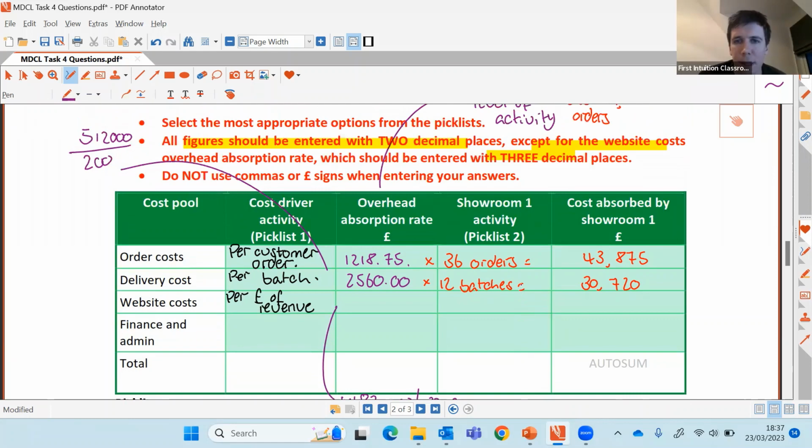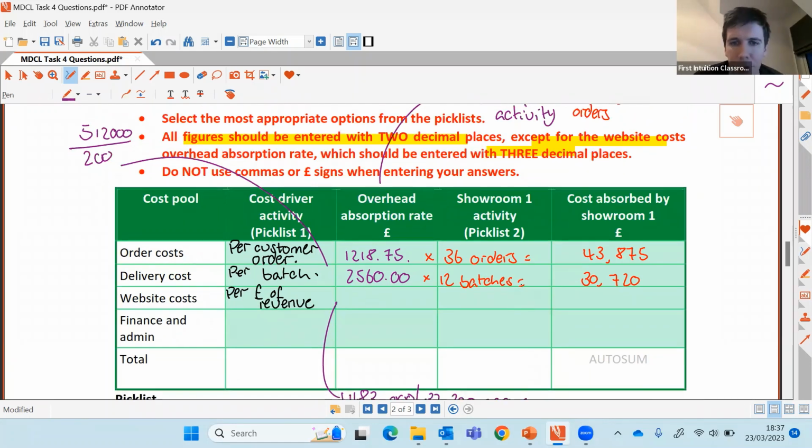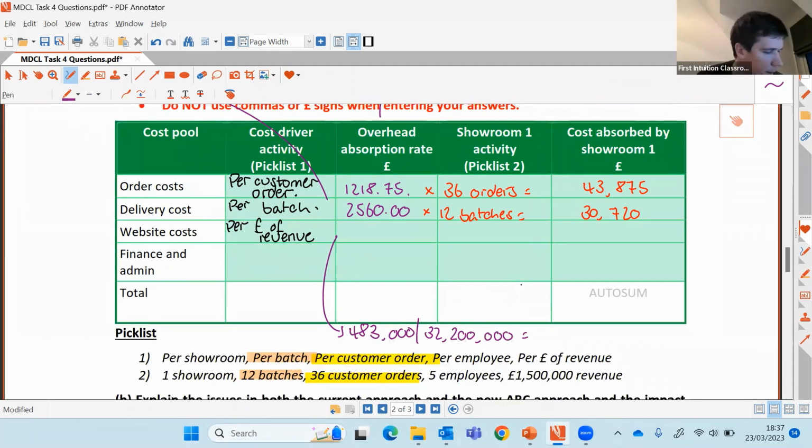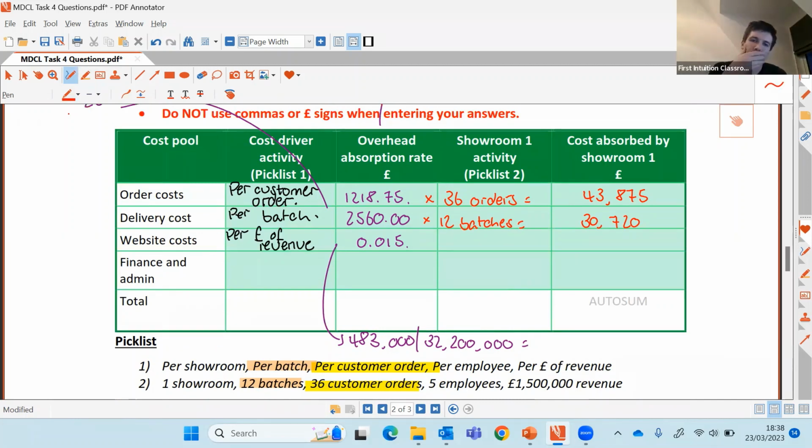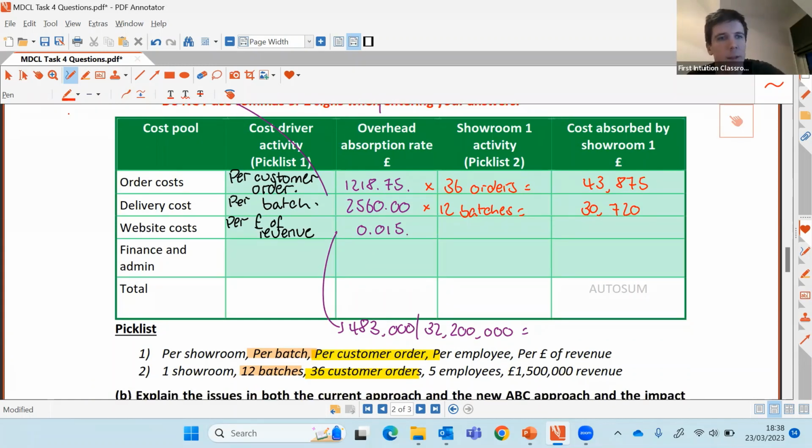Now, this is the one I believe that they've asked me to round to 3 decimal places. That's hardly surprising. And so when you calculate that, it comes out at 0.015. What's that, 1.5 pence per pound? Anyway, that's all very well. There's our overhead absorption rate.